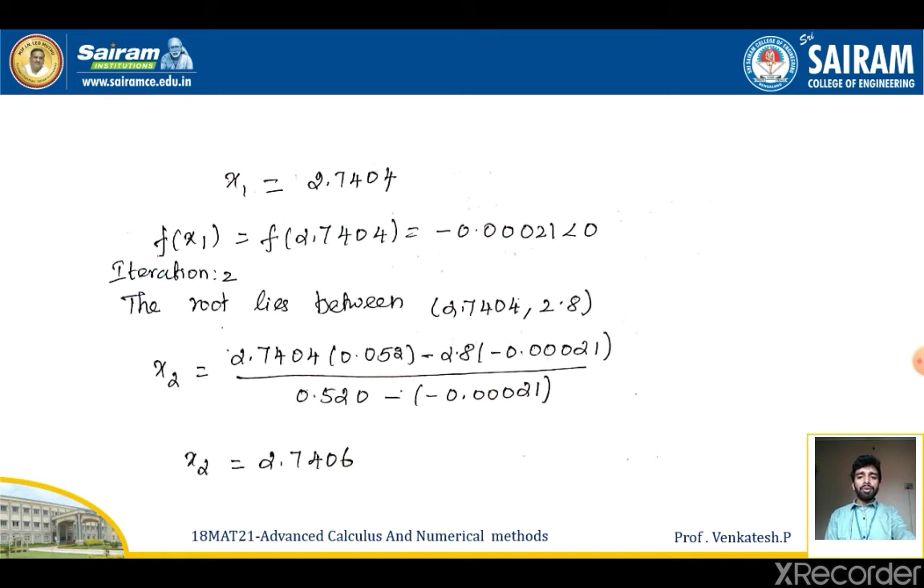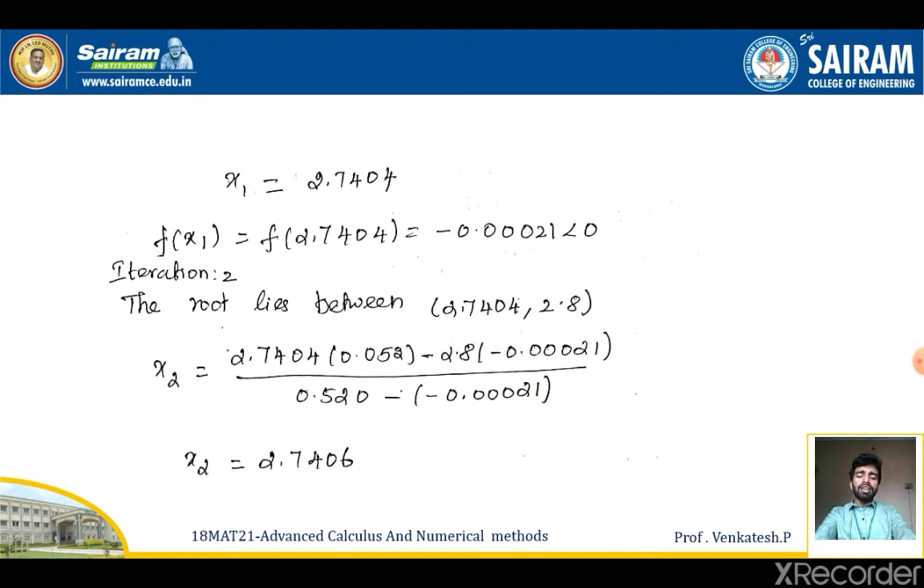Now I am going to replace this x1 value in the given function f of x, so I am going to compute f of x1. In place of x in the given equation, I am replacing x is equal to 2.7404. After replacing, I got the value minus 0.0021, which is less than 0. Now the question is, which one has to be taken as a, and which one as b?